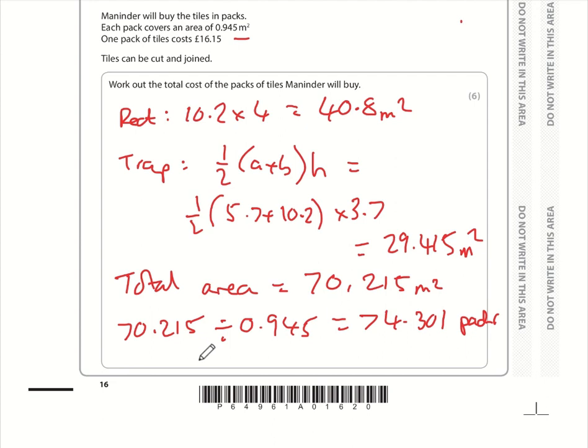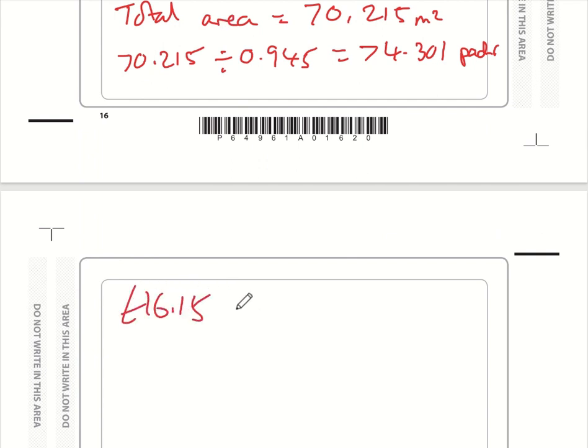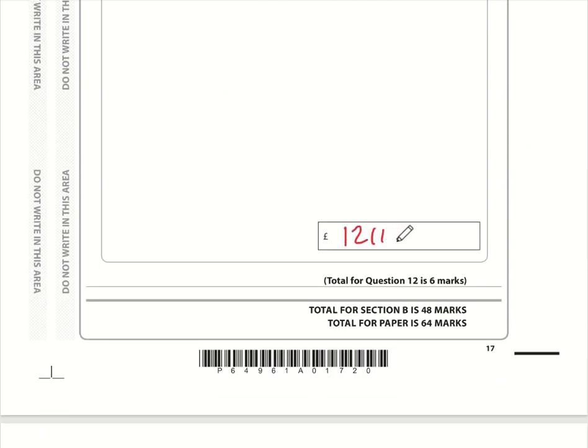So that's going to be 75 lots of £16.15. So £16.15 multiplied by 75, and that comes to 1211.25, and that is our final answer. 1211.25, and that is the paper finished.